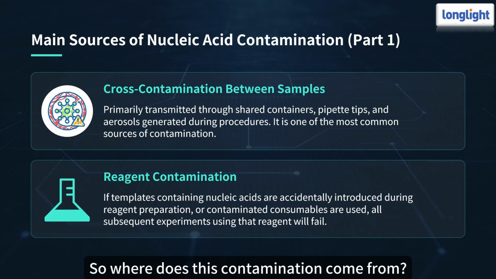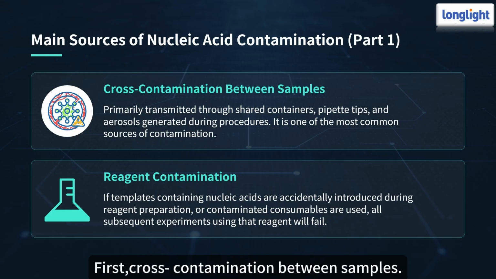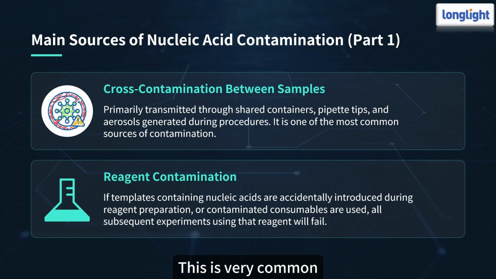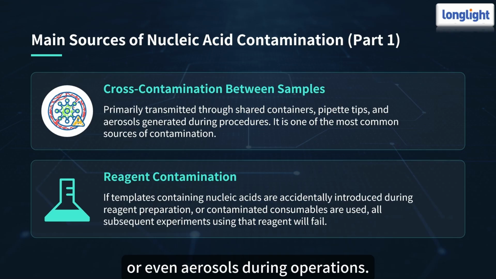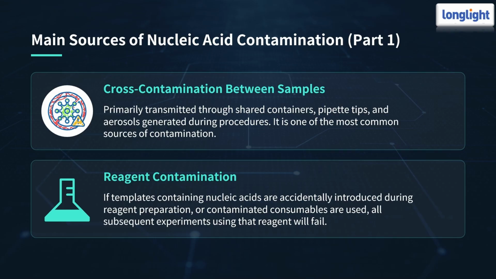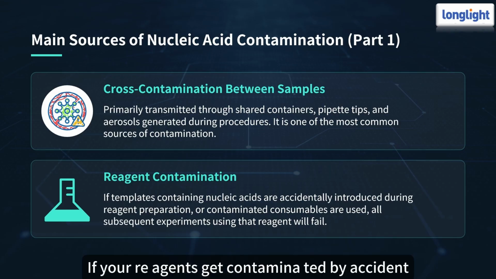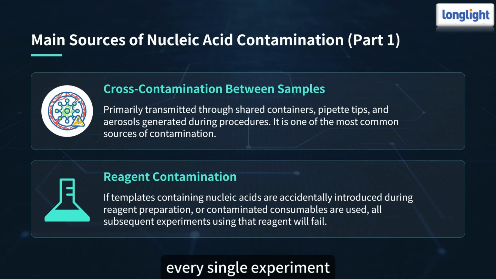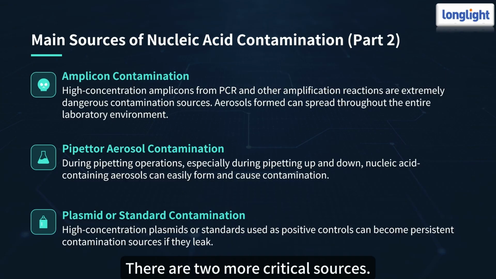So where does this contamination come from? First, cross-contamination between samples. This is very common. It spreads through shared tools, pipette tips, or even aerosols during operations. Second, reagent contamination. If your reagents get contaminated by accident, every single experiment using that reagent will fail. That's a big problem. There are two more critical sources.